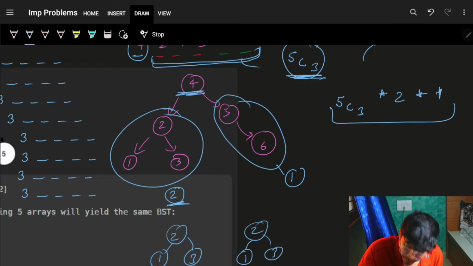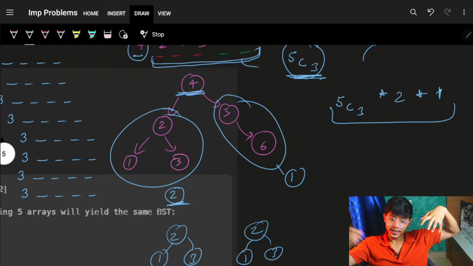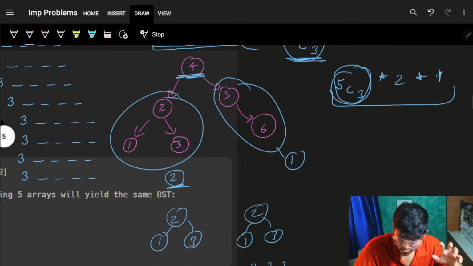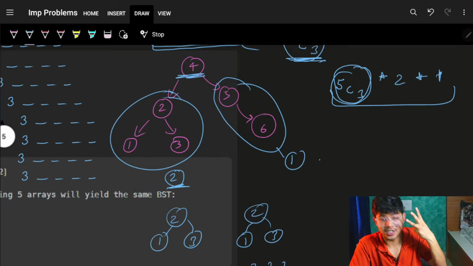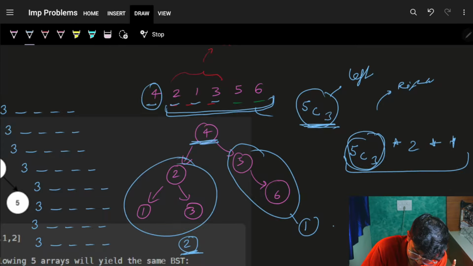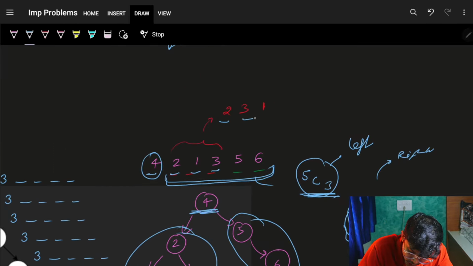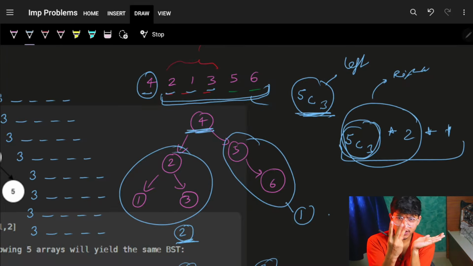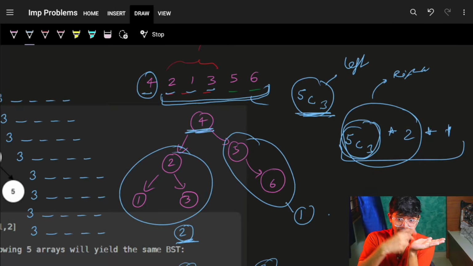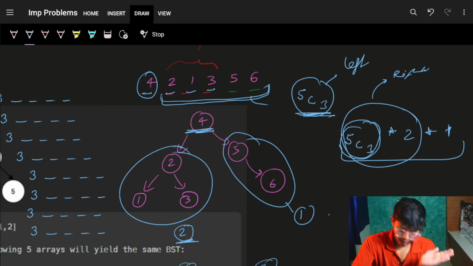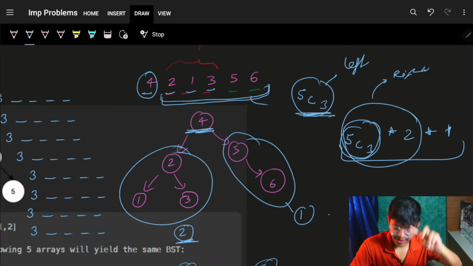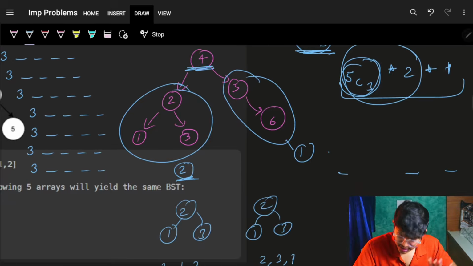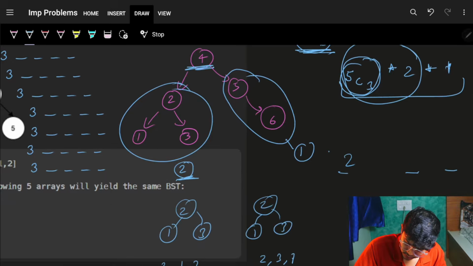That is the reason that the number of ways for this will be 5C3 into 2 into 1. 5C3 is just to place the left elements, which means out of these 5 locations, I have just registered the 3 locations for my left. But in these 3 locations for my left, I can again reorder it. Earlier I had 2 locations, I said, okay, 5 after 6, that's it. But now I have 3 random locations with me. Earlier I said, okay, it can be 2 3 1.